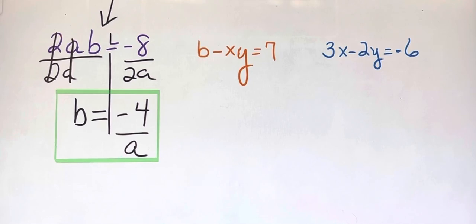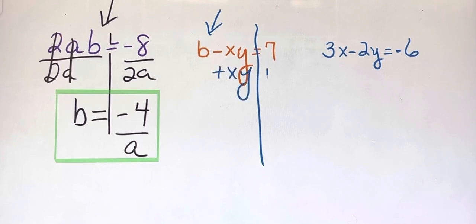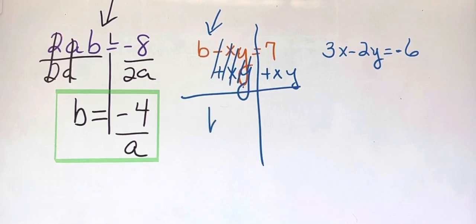On the next problem, we're going to solve for b again. And on that side of the equal sign, it's b minus xy, so I need to get rid of the minus xy. So I'm going to do the opposite of subtracting xy, or the inverse, which would be adding xy. I'm going to do that on both sides. And you'll notice when I do minus xy plus xy, that's going to zero out. And all I'm left with is b on the left-hand side of the equal sign.